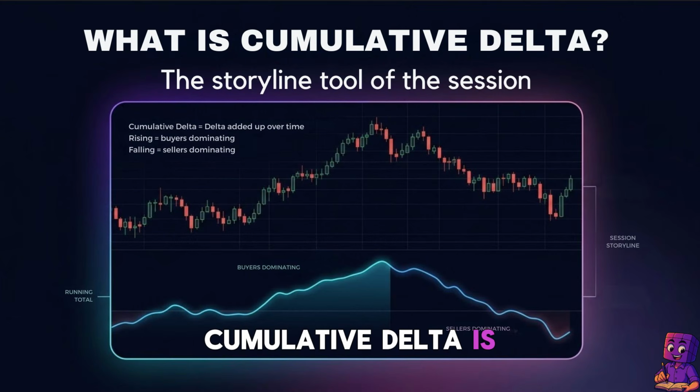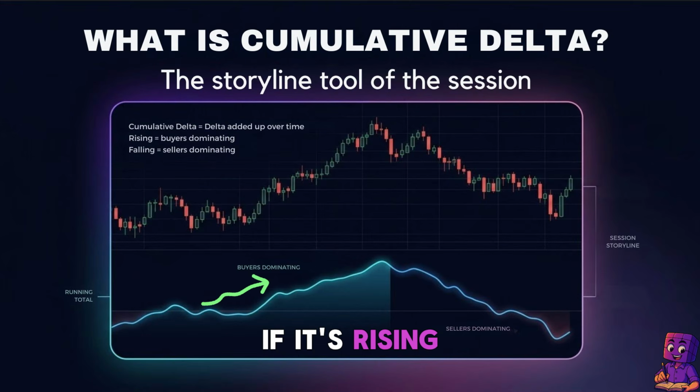Cumulative delta is delta added up over time. Think of it like a running total. If it's rising, buyers are dominating over time. If it's falling, sellers are dominating over time. This is the storyline tool. It shows who has been in control across the session.